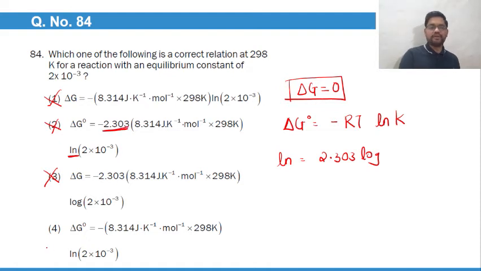But on the other hand, if you see option number 4, they have used natural log, and there is no multiplication of 2.303. So for question number 84, option number 4 will be the best answer.